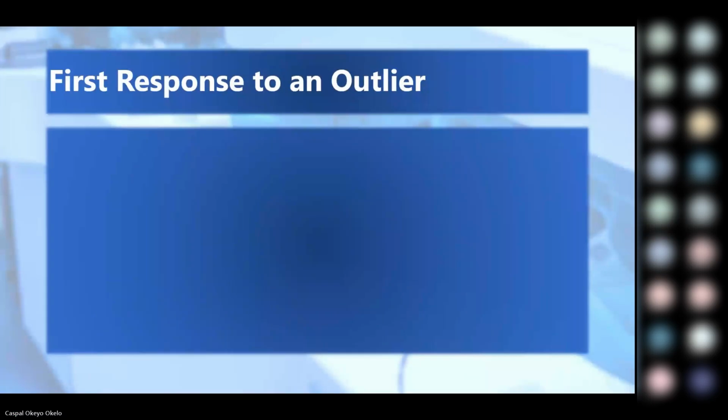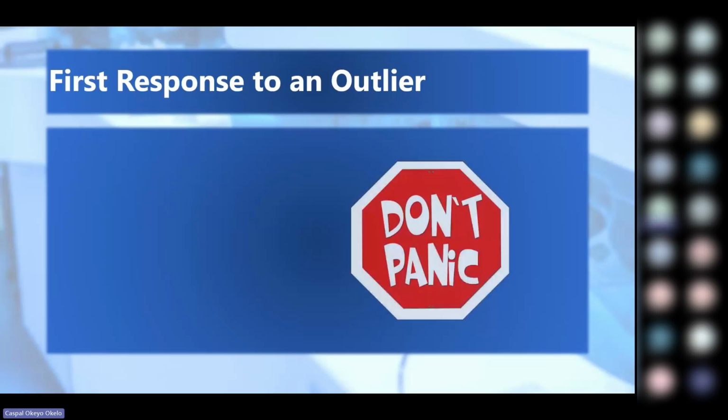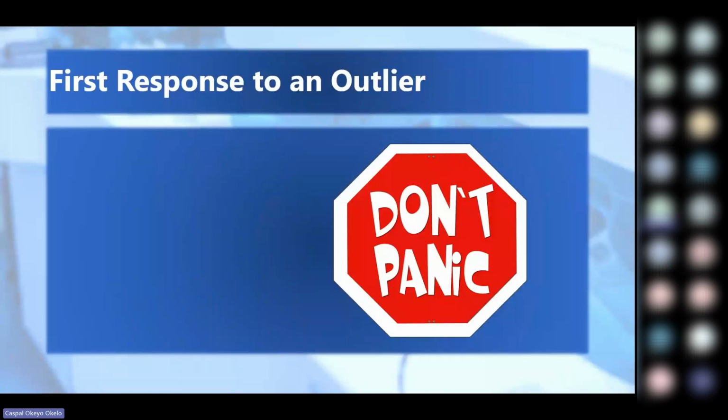So when an EQA report shows an outlier, the first reaction in many laboratories is often anxiety. People will immediately ask, what went wrong? Oh, who ran this test? But the correct first response is not to panic. The first response should be a structured verification.